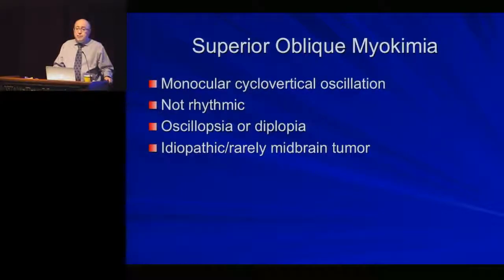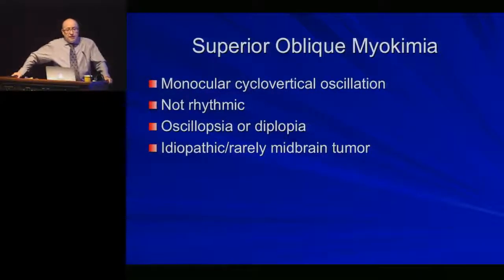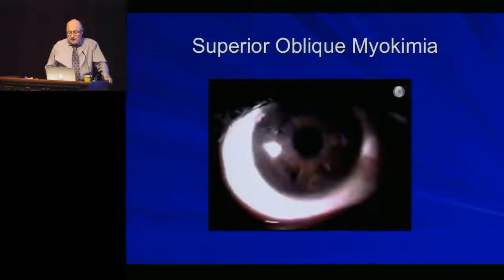The final thing we'll talk about is a unilateral shaking of the eye called superior oblique myokymia. This is a monocular cyclovertical oscillation that is not rhythmic. It's more like a tremor. They can present with oscillopsia in one eye or diplopia. And it's idiopathic, but there have been rare cases of a midbrain tumor, so you have to scan these patients. You'll typically have to look under the slit lamp while it's happening to see it, so you often miss it.